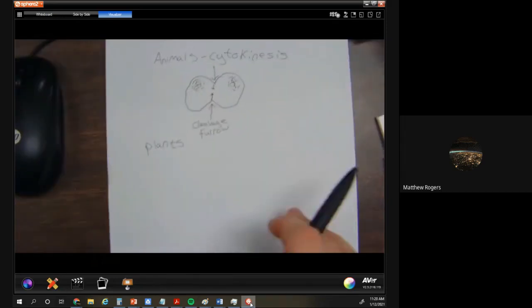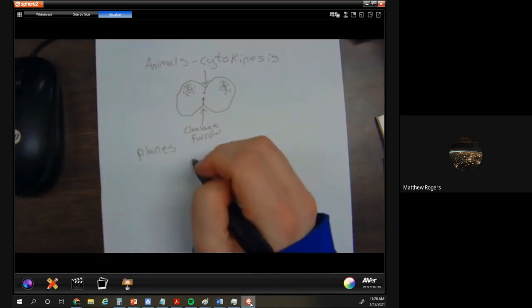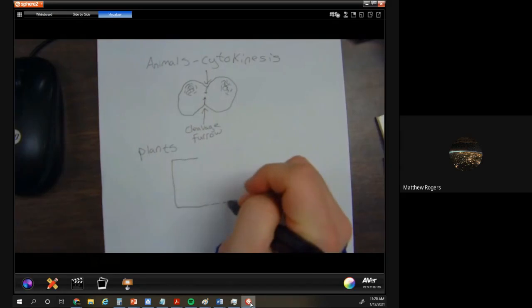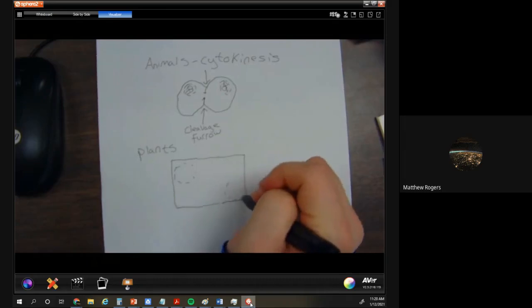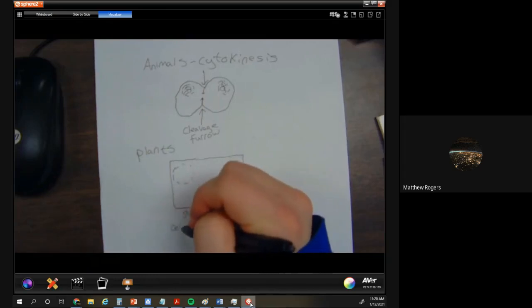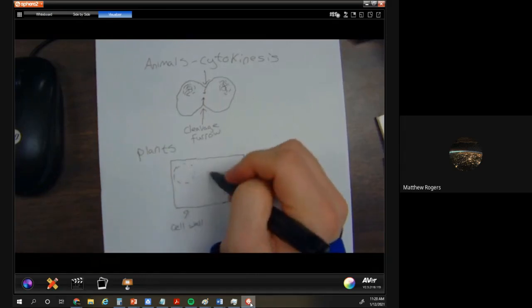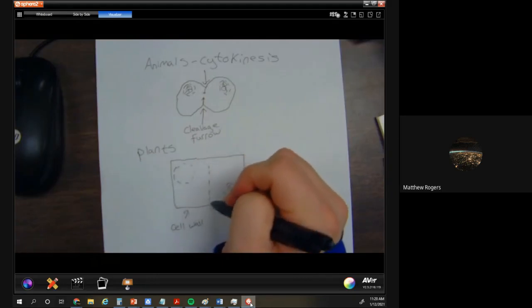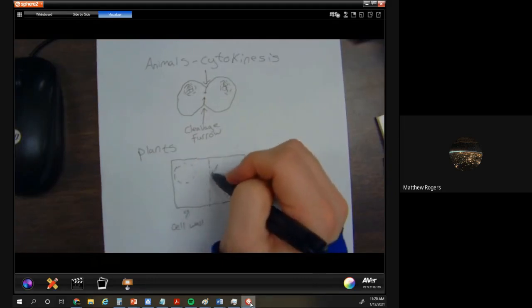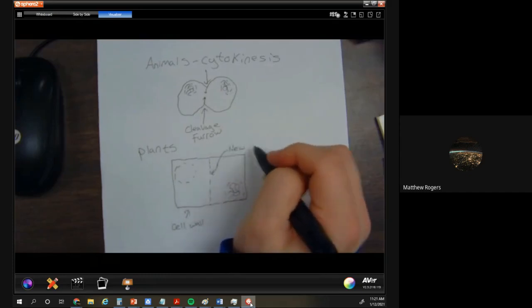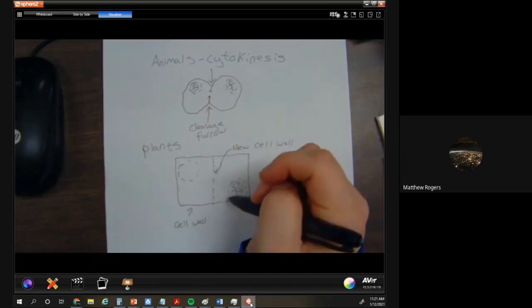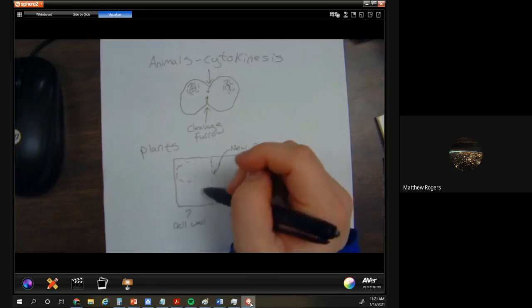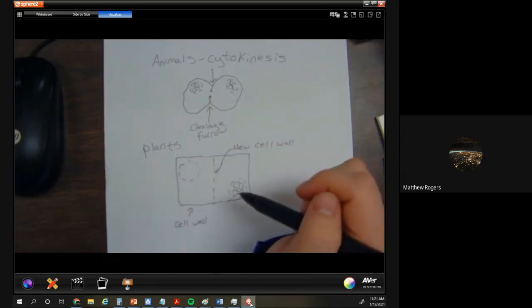In plants, they're more rigid than animal cells are. They have cell walls, and so they have their nucleuses. And they can't just squeeze in because the cell wall is so rigid. So what they do is they build a wall in between. It's almost like if you shared a room with a sibling, and you guys wanted to have your own space, you could build a wall right down the middle and create two different spaces within one area.